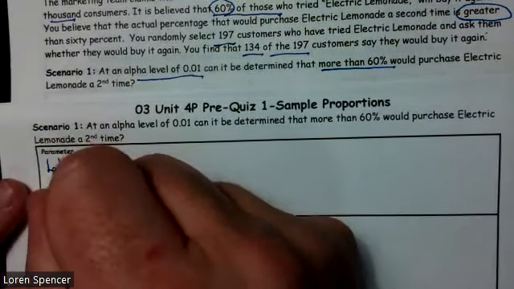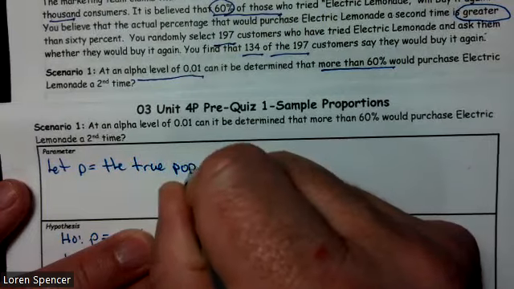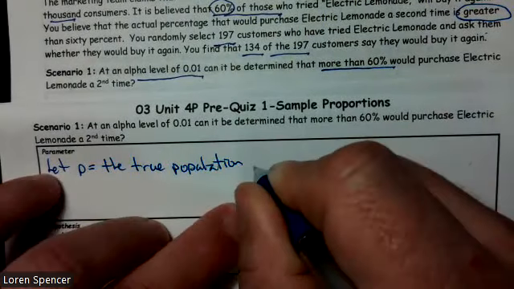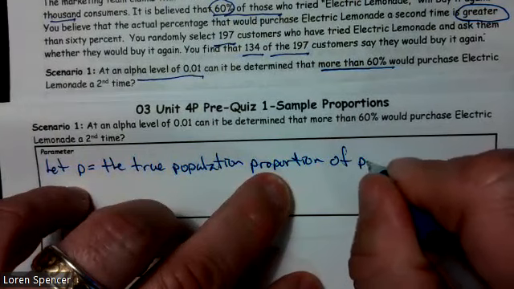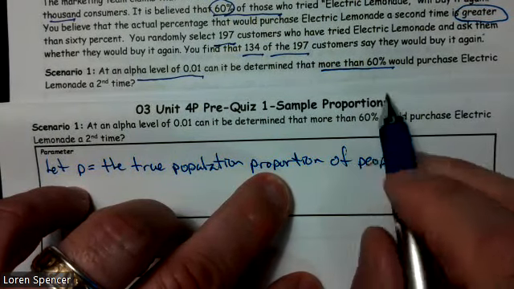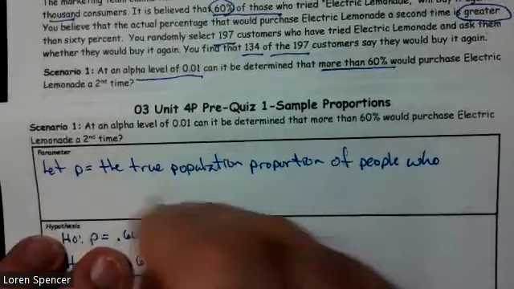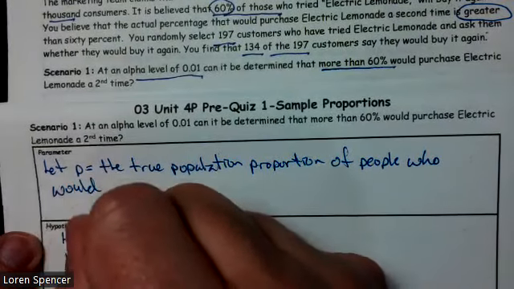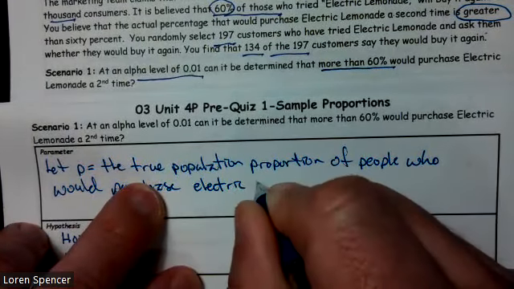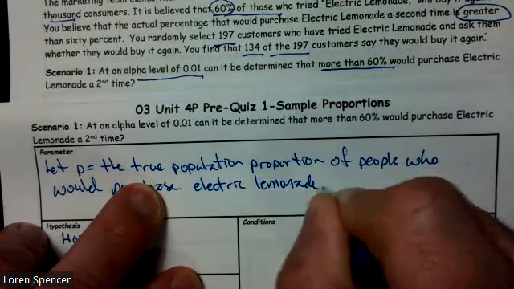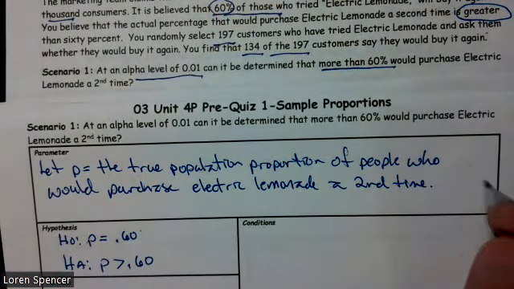So let P equal the true population proportion of people who would purchase Electric Lemonade a second time.